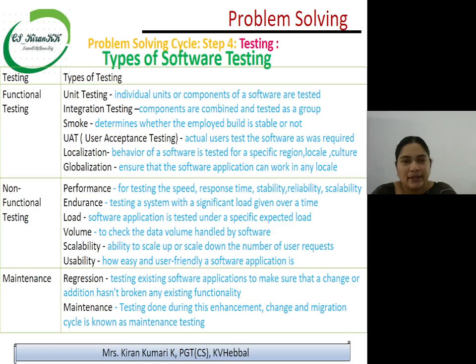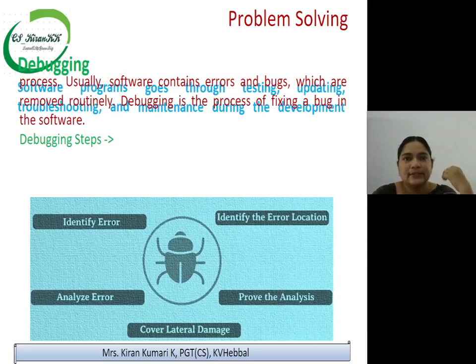Coming to maintenance, we have regression test and maintenance test. Regression test makes sure that a change or addition hasn't broken any existing functionality. If you have done some small changes, it should not break the complete application. Testing done during enhancement, change and migration is also known as maintenance testing.